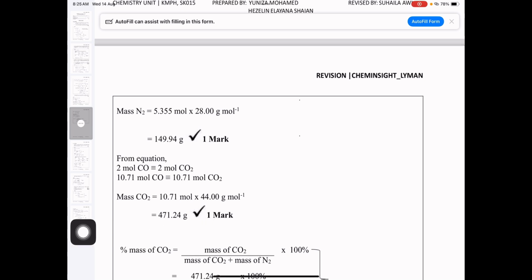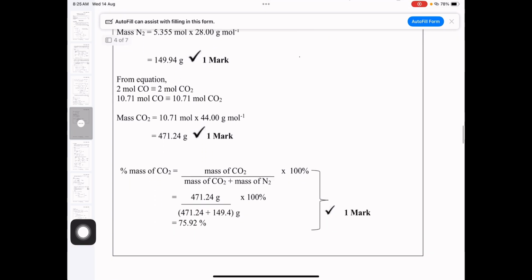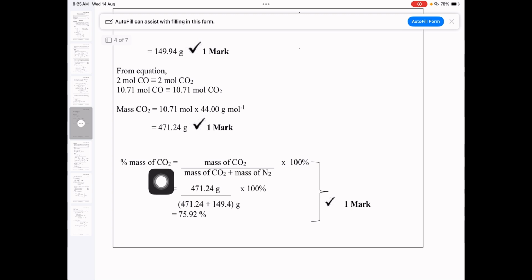Okay, next we want to calculate the mass composition of carbon dioxide. So equal to mass of carbon dioxide divided by the total mass, which is mass of carbon dioxide plus mass of nitrogen, times 100. So equal to 79.92%.